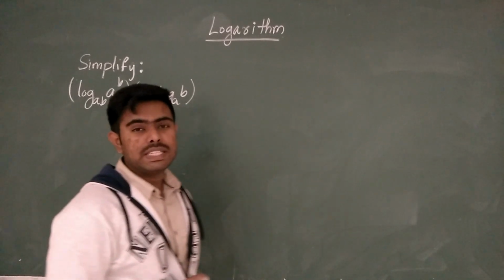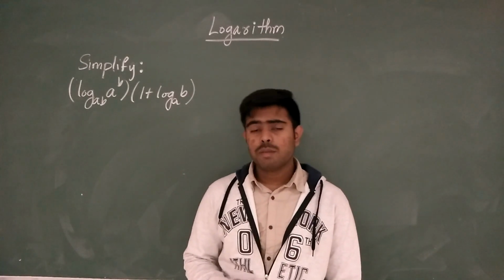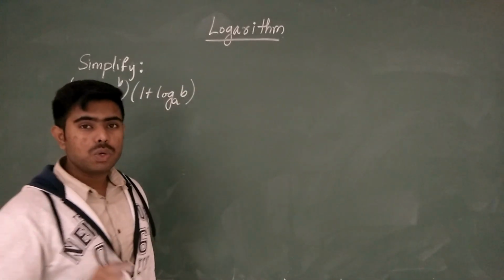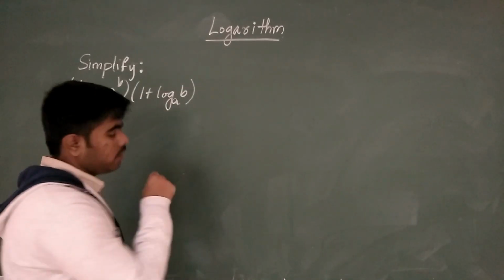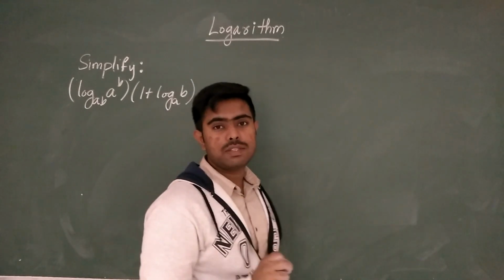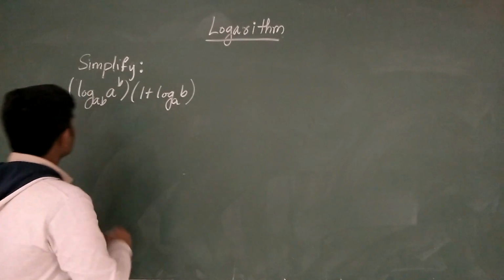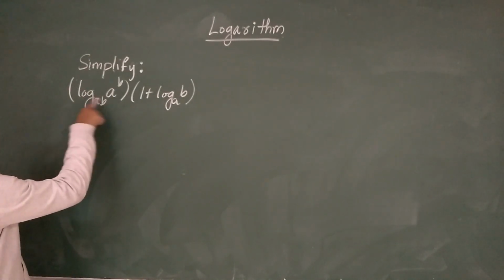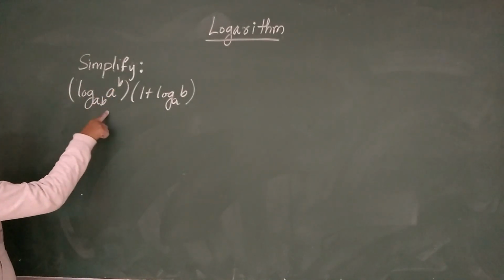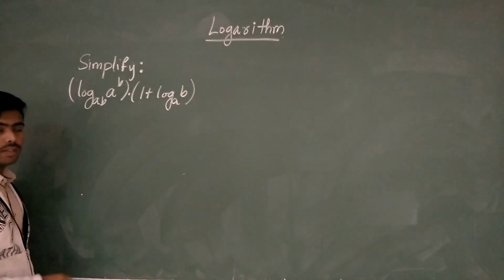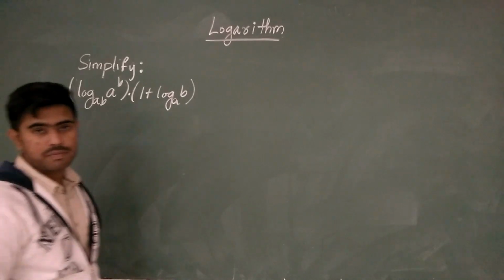Now we will discuss this example. Before going to the example, I request you to pause the video here and go through the example and try to solve this using the properties which I gave earlier. Now let me solve this. Here we have log of a raised to b to the base ab into 1 plus log b to the base a. So how can I solve this?